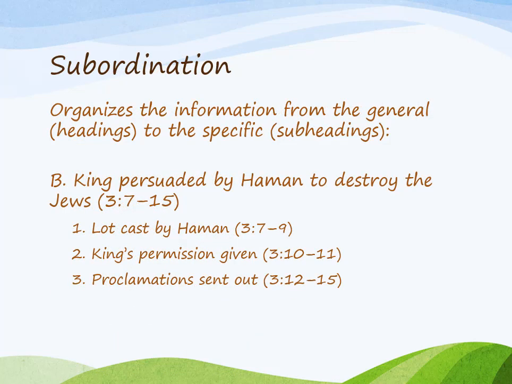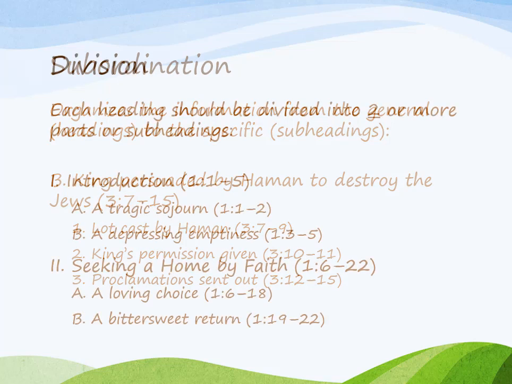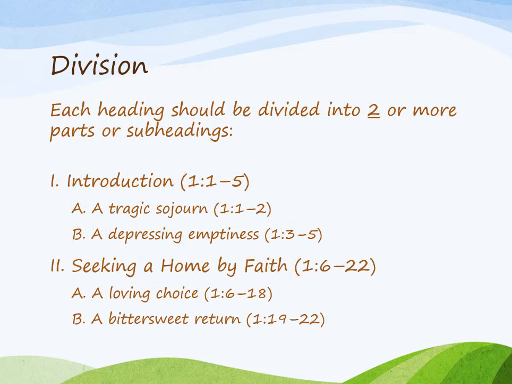Subordination organizes the information in your outline from general headings to the specific subheadings. For example, in the outline of Esther in the Bible Knowledge Commentary, you can see a subordinate structure. Under the general heading, you can see the specific subheadings. Division in an outline means that each heading should be divided into 2 or more parts or subheadings. In the outline of Ruth in the Bible Knowledge Commentary, you can see 2 examples of division in the first chapter.